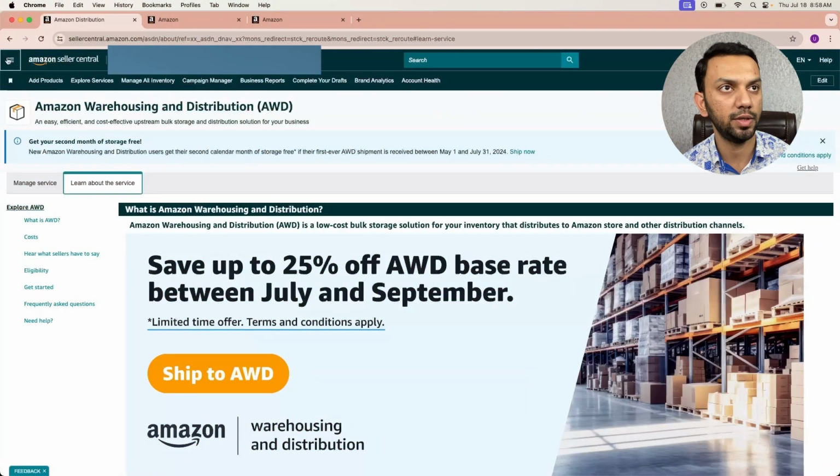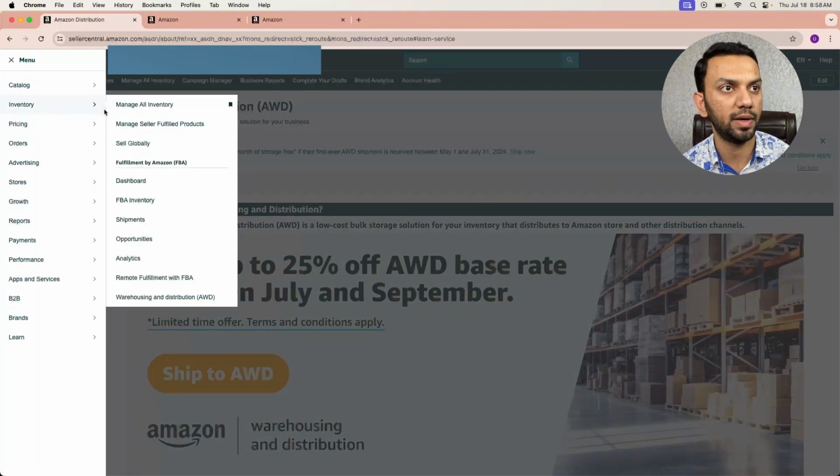In your Seller Central, you need to go to the inventory section, and here you will find warehousing and distribution, which is basically Amazon AWD. You can access it from here. If you do not see it in your Seller Central, you can open a case with Amazon Seller Support and ask them to get it enabled. They will get it done for you. For child account access, the access for this is under the global permission section, so your service provider team can also see and create the shipment plan on your behalf.